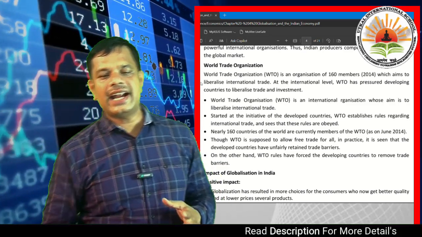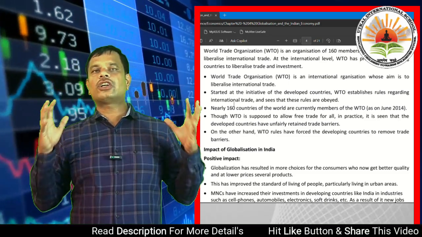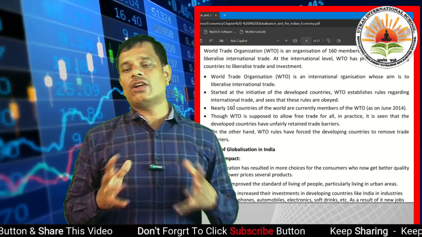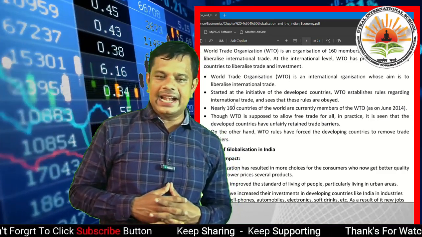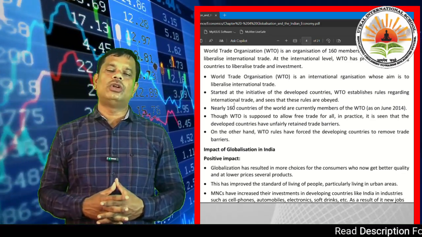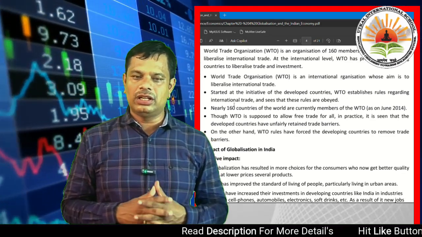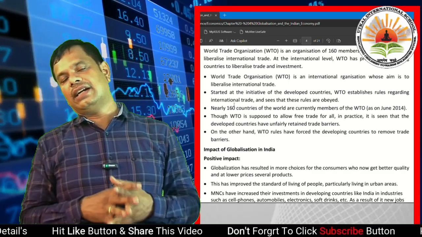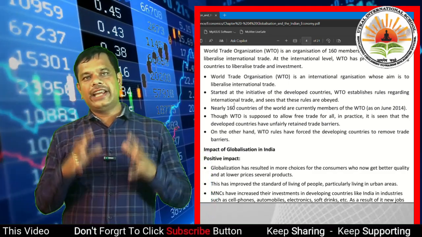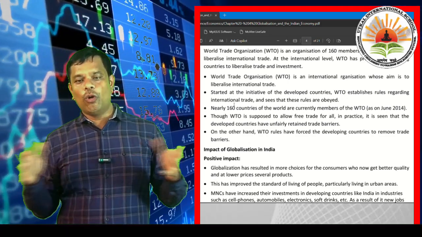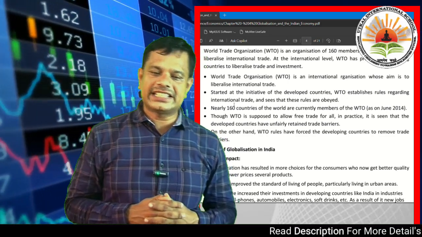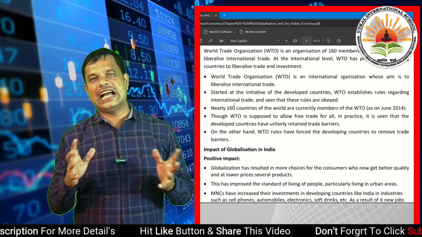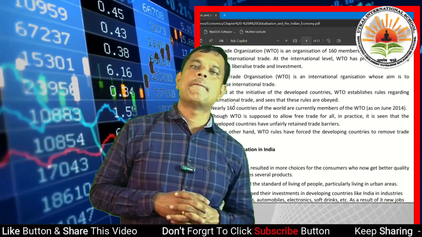Another thing is that it was started at the initiative of the developed countries. The World Trade Organization establishes rules regarding international trade. There are certain rules issued by the WTO regarding international trade, and the WTO also keeps watch that these rules are obeyed. Nearly 160 countries of the world are currently members of the World Trade Organization. This is as per the data of 2014.